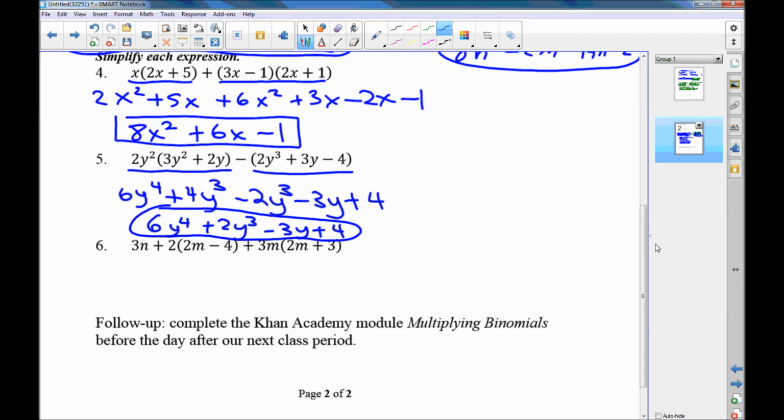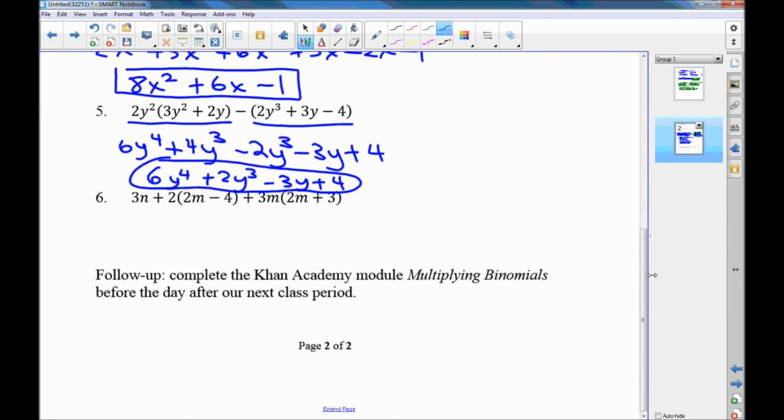All right, our last one. We have 3n plus these two polynomials multiplied together plus these two polynomials multiplied together. So I need to do the multiply first, order of operations. So this will become plus 4m minus 8, and then plus 6m squared plus 9m.